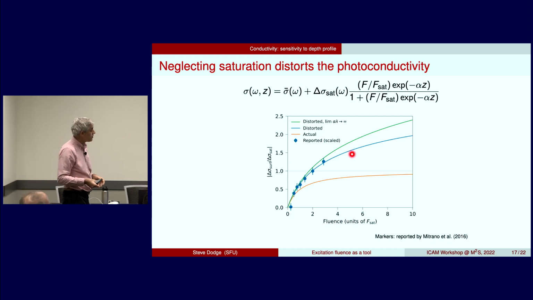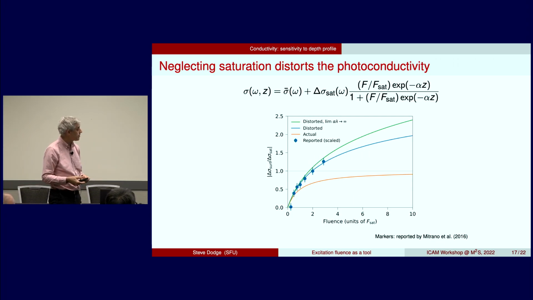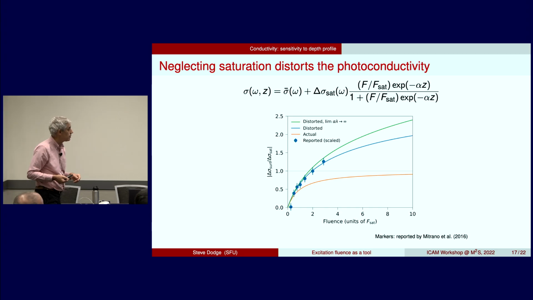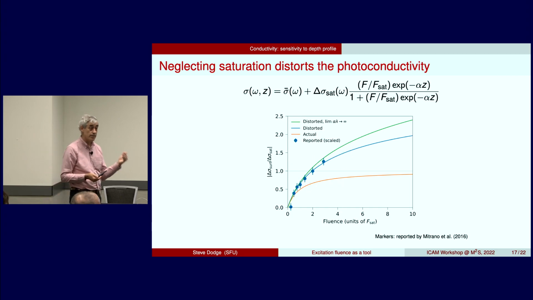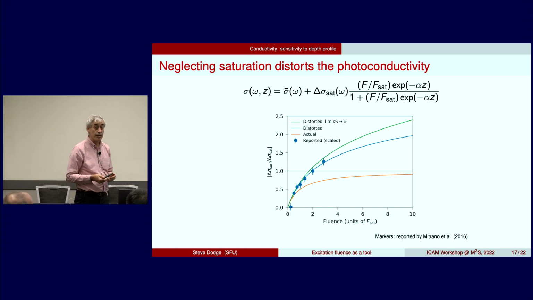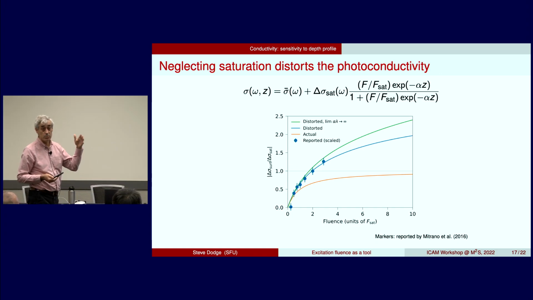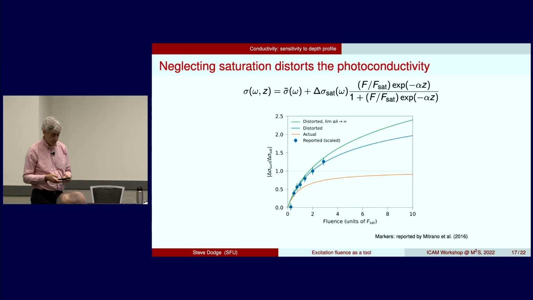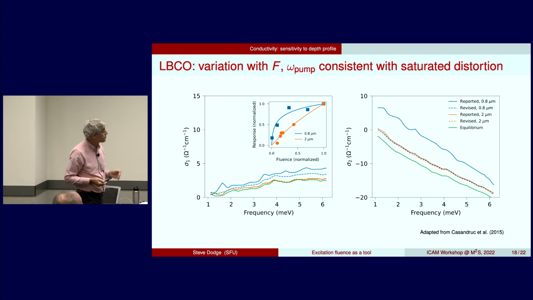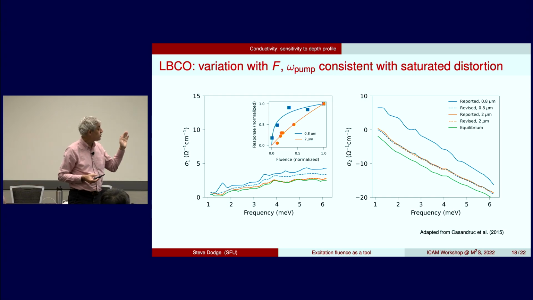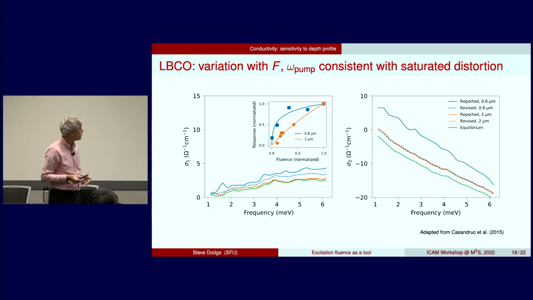And then what I show you here are points that are taken from the work of Metrano et al. in 2016, where we've basically scaled them in the horizontal and in the vertical direction to match that axis. And so you can see the agreement is quite good, and the chi-squared, if you do this with their error bars, is perfectly consistent with that form. We've also done this for LBCO, and this is where there's published data on the fluence dependence at 0.8 microns.